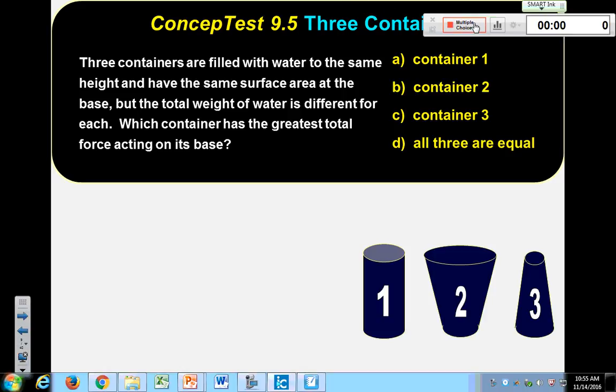Okay, this one's tricky. Three containers are filled with water to the same height and have the same surface area at the base, but the total weight of water is different for each. Which container has the greatest total force acting on its base?